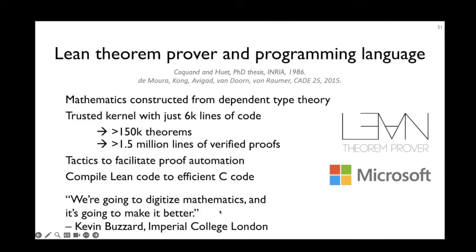And the vision for the math library of Lean is to digitize mathematics. And that's going to make mathematics better, make it more rigorous, make it more searchable, make it more interconnected, unified, things like that.